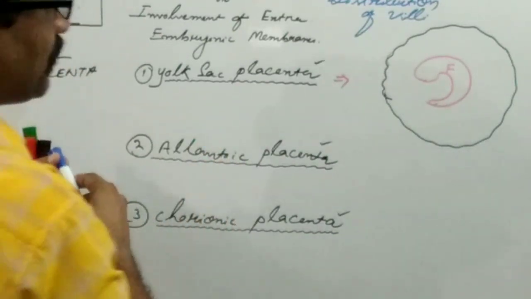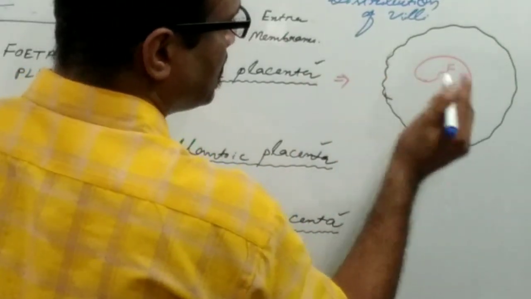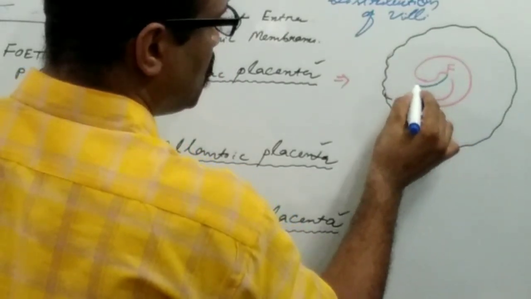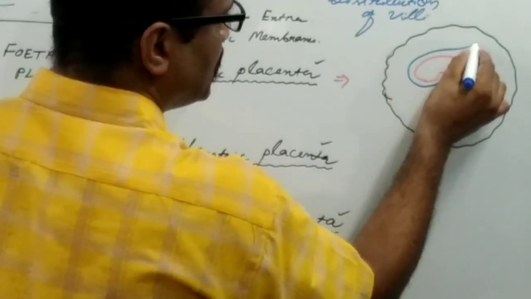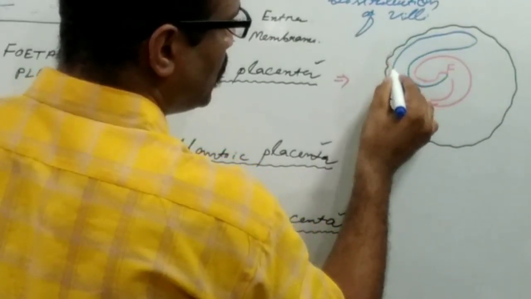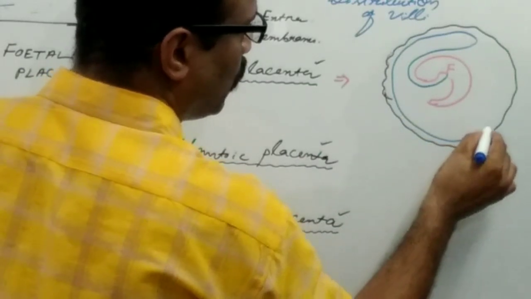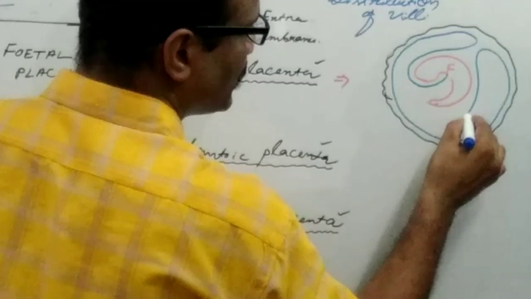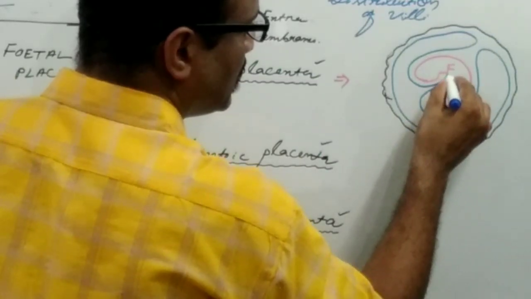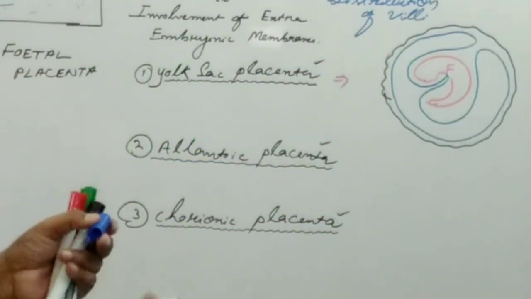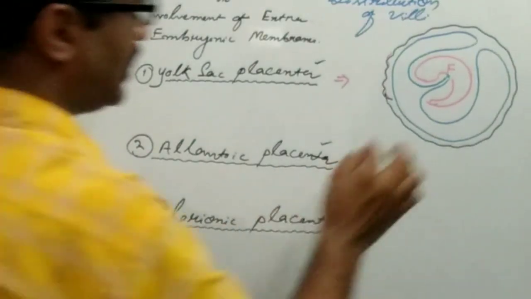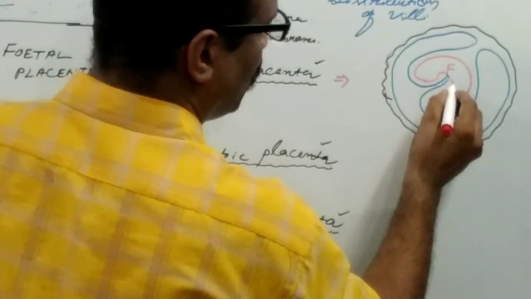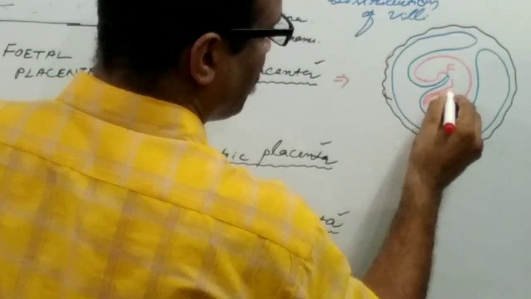Here is the yolk sac, which is present below the fetus, and here the yolk sac grows and covers the whole extra-embryonic space of the embryo, or the placenta. And here the allantois becomes very small, or rudimentary.